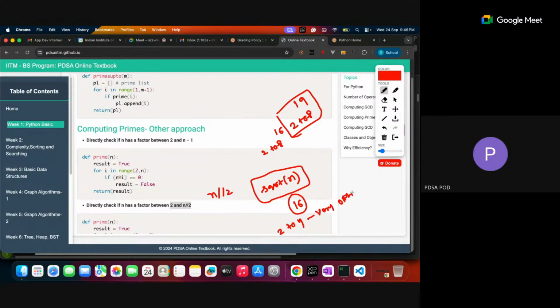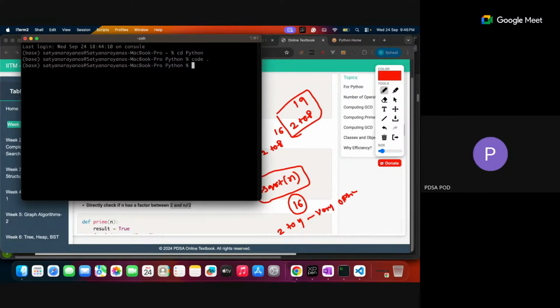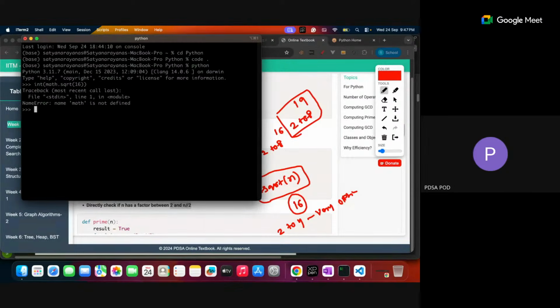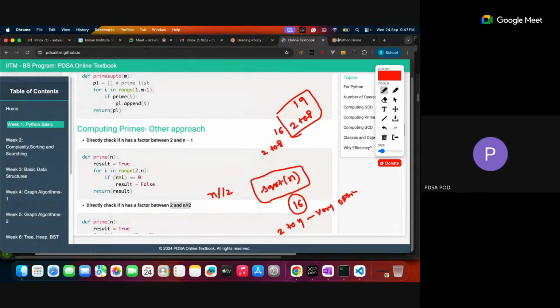Very optimized. Of course here also it is integer only. Don't consider it a real number, because maybe you get the square root value as a real number. We consider integers only. It is math.sqrt of 16. I'm sorry, you need to import math first. You have not imported, sir. Yes, correct, import math. Similarly, if I want the square root of 19, you get a real number, but we take up to the integer part only. So that's the implementation they want to do.